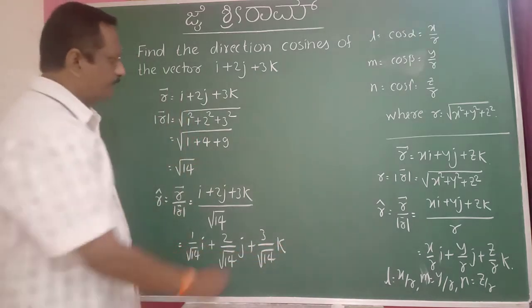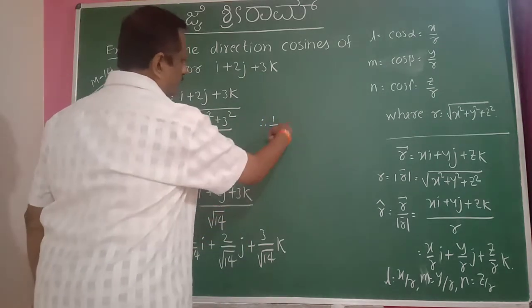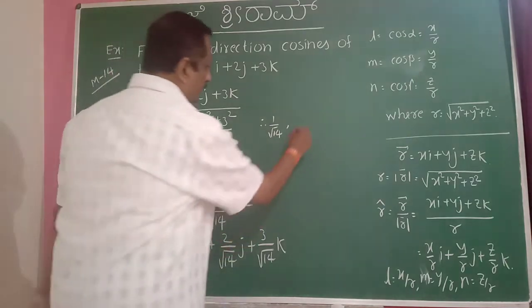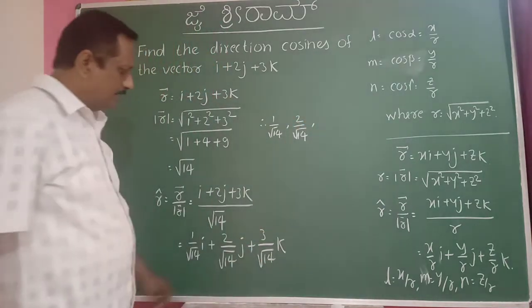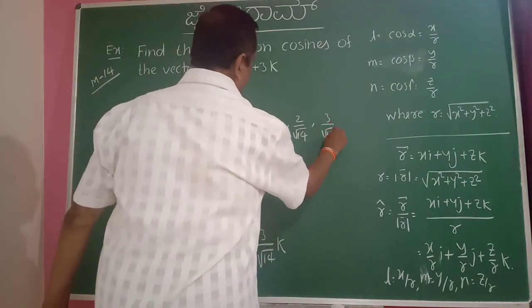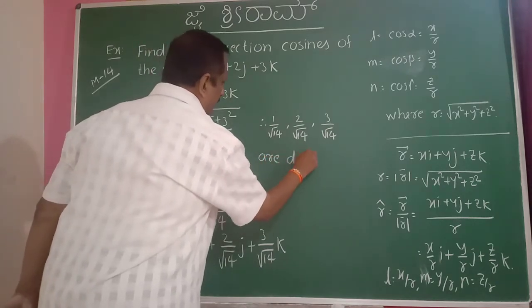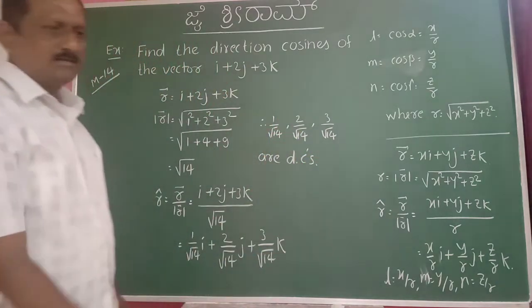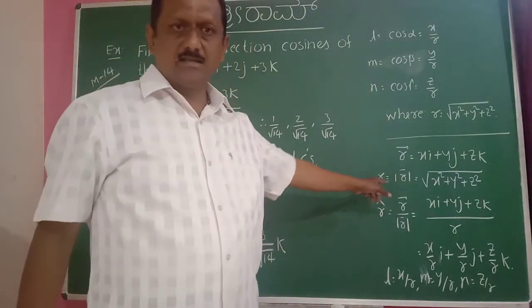Therefore 1 divided by root of 14, 2 divided by root of 14, 3 divided by root of 14 are the required direction cosines. These are the required direction cosines, using this result.